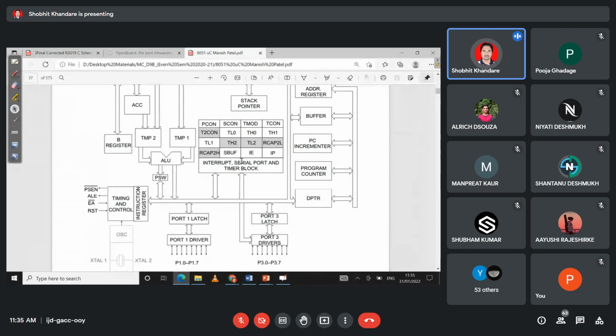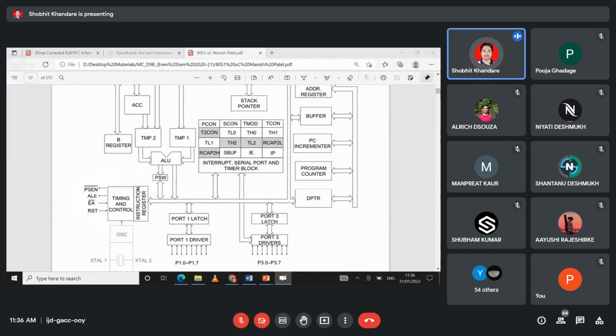For example, can you see here, this is timing and control, and there is a PSEN bar, there is ALE, there is EA bar, there is RST. Can you see here, there is port 1 and port 3. Port 1 is P1.0 to P1.7, that means there are a total of 8 bits. For port 3, these are called individual pins, P3.0 to P3.7.